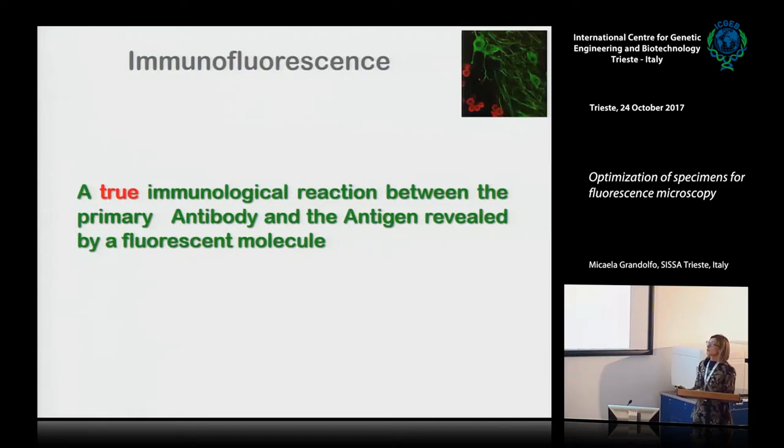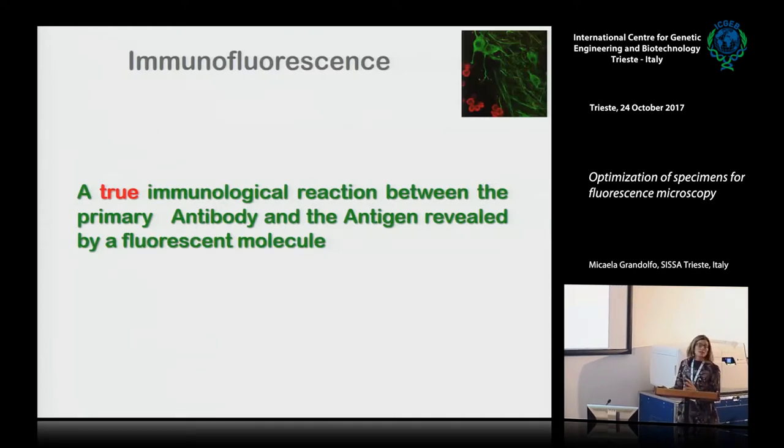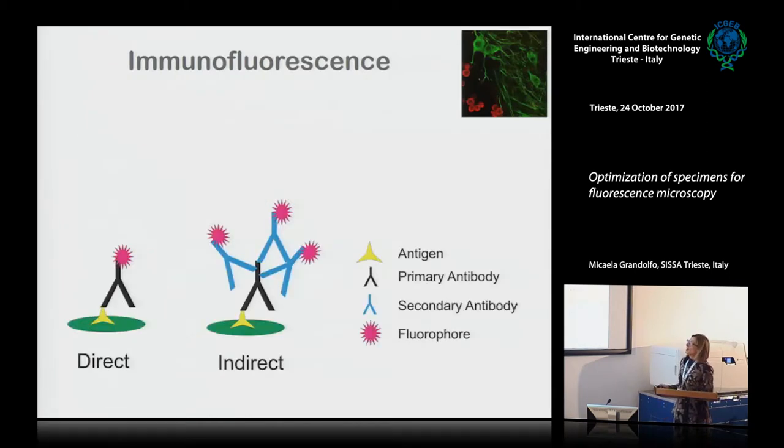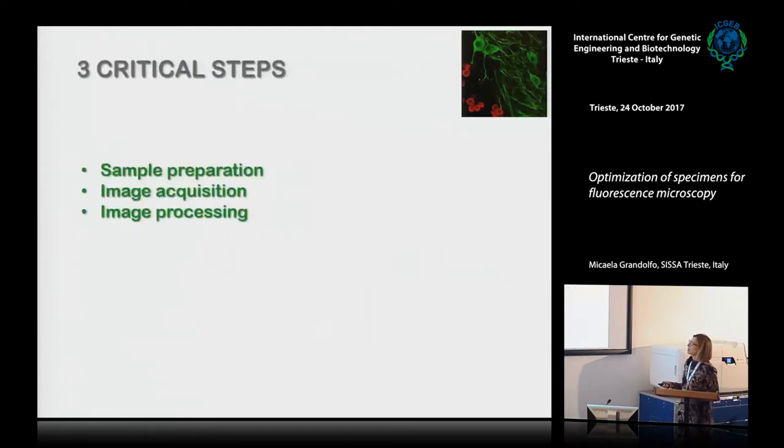Okay, I will focus only, unfortunately, because I do not have a lot of time, on immunofluorescence. So what is immunofluorescence? It is a true, and this is critical, a true immunological reaction between the primary antibody and the antigen revealed by a fluorescent molecule. So you want to have a true immunological reaction and you want to see it using a fluorophore. Of course, you can use a direct immunofluorescence, or very often, this is very common, the indirect one, in which you use your primary antibody against your antigen of choice, and then reveal your primary antibodies using a secondary one conjugated with a fluorophore. Okay, this is easy. I know that you already know how to do it.